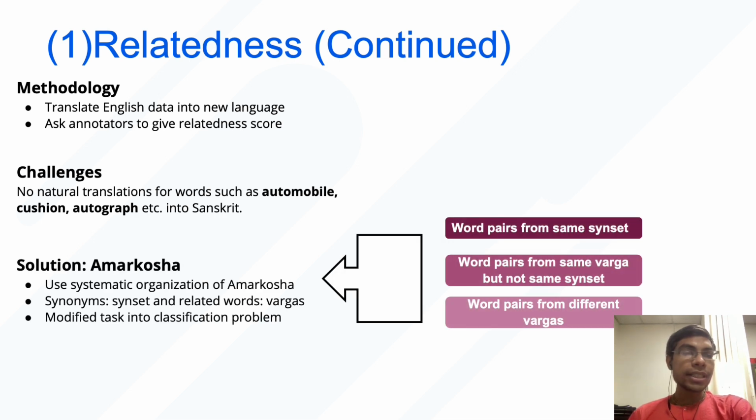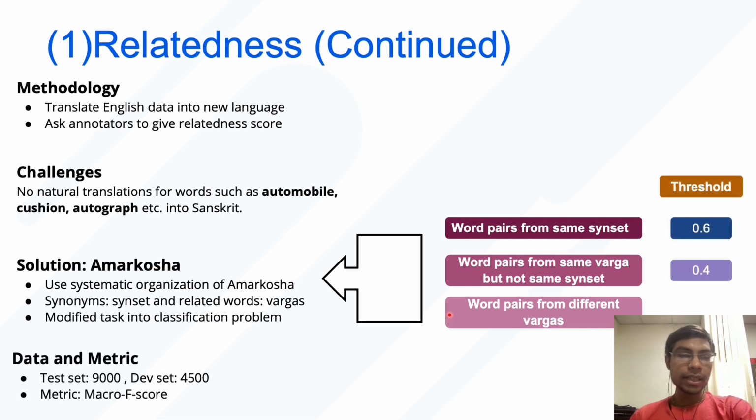So we used the systematic organization of Amarkosha to obviate this problem. In Amarkosha, synonyms are categorized into synsets and related words are into vargas. So we modified this task into a classification problem. There are 3 classes that we consider: word pairs from the same synset, word pairs from the same varga but not the same synset, and word pairs from different vargas. So here we create a dataset.